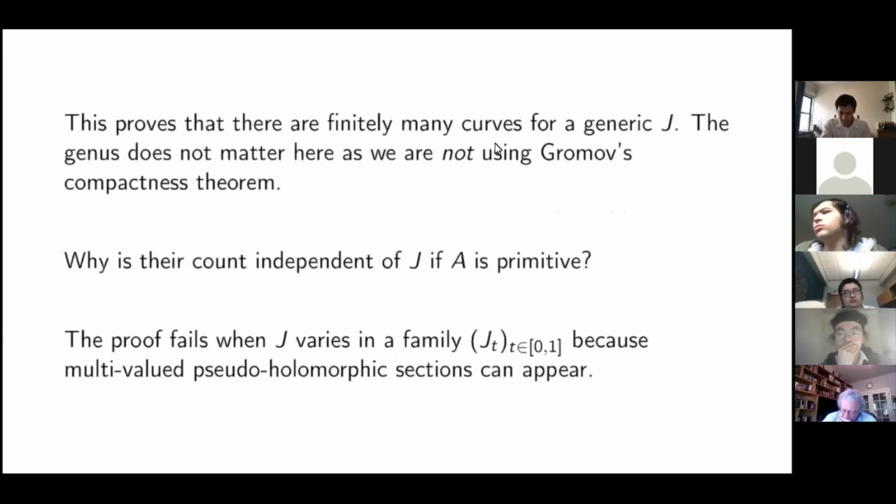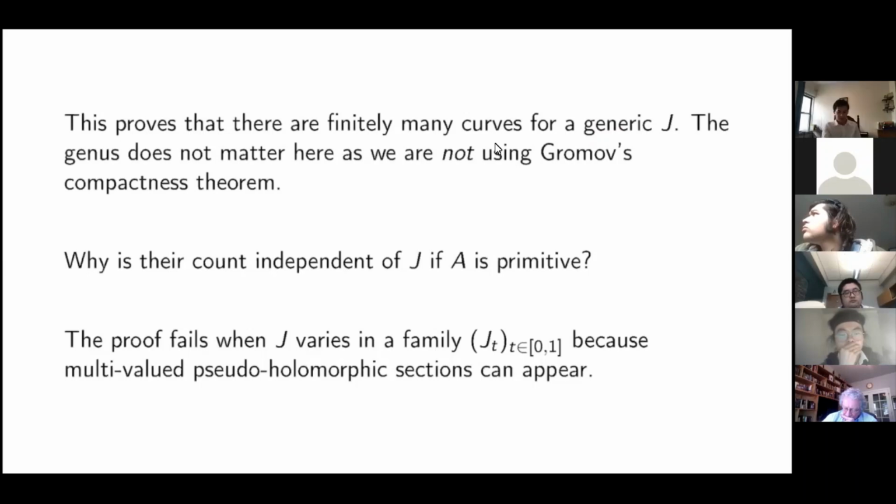And maybe I'm stressing this too much, but the point is that the genus of the curves does not matter in this argument because we're not using Gromov compactness for pseudo-holomorphic maps. So if you're a symplectic geometer, maybe you're used to thinking about curves of a given genus because that's what Gromov-Witten theory deals with. But that's not what we're using here. We're using compactness for pseudo-holomorphic currents.